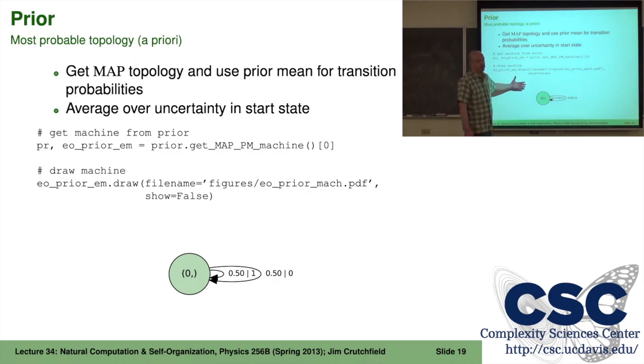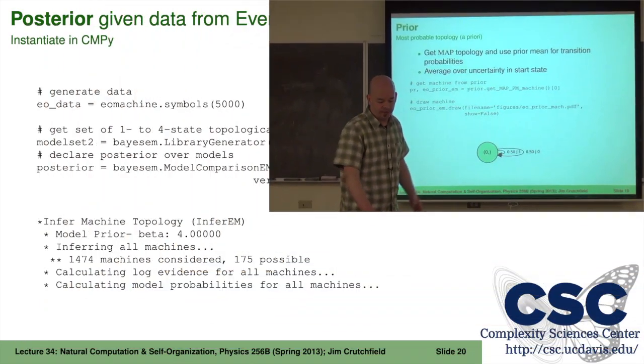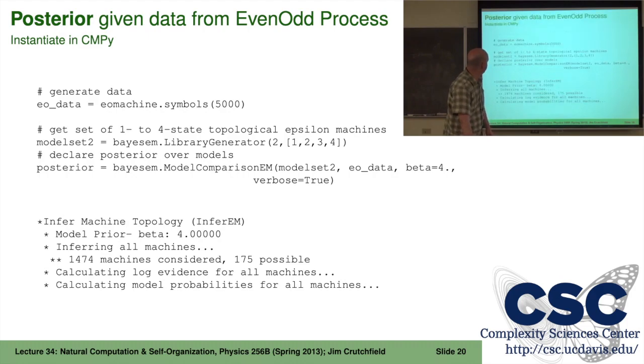When we feed it data, our prior distribution will be updated to a posterior distribution, and when we call these same things, it will be different because the data is restricting what class of things we can get. Okay, so that's what we do next. Here I actually generate the data. I say 5,000 symbols, and then I set up my posterior. It looks very much like setting up my prior. Again, I'm doing binary 1, 2, 3, 4 state machines, and now when I set the posterior, I feed the data in, and I use beta equals 4 and verbose is true.